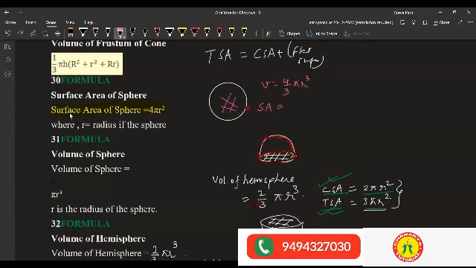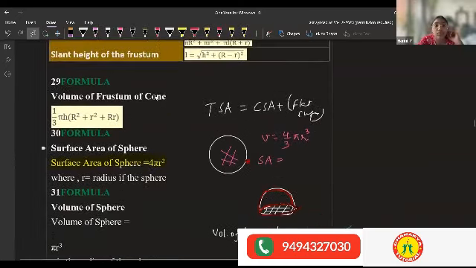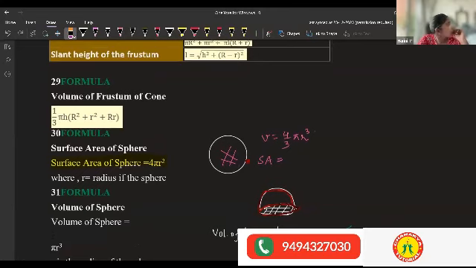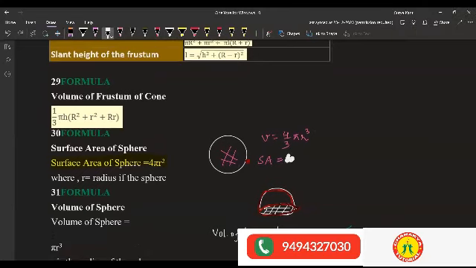What is surface area, Harini, for the sphere? So is it 4 pi r square? Yes. 4 pi r square. CSA is 4 pi r square.